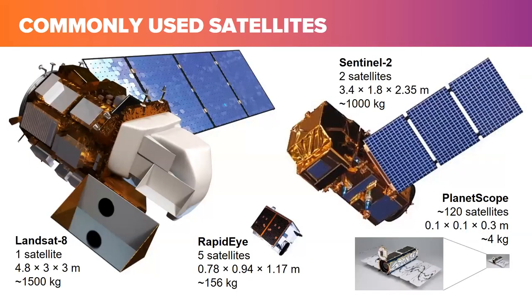Okay, this slide is just to give you an idea of what satellites might look like and how different they can be. For example, Landsat is a huge machine, almost 5 meters long. Whereas PlanetScope on the right side is, first of all, not a single satellite, it's 120 of them orbiting the Earth at the same time. That's why, on the previous slide, they provided the best frequency. They are able to give daily snapshots of the same area, the best of all satellites that we have seen here.